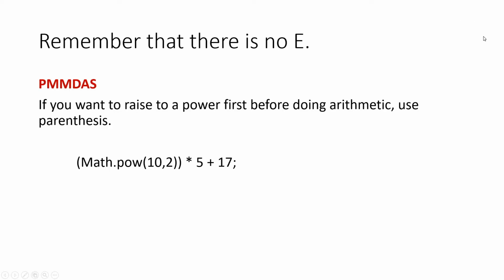So remember, there's no E in PEMDAS. If you want to raise to a power first before doing arithmetic, use the parentheses, as in the example here. So what we're going to do is we'll do 100 times 5, 500, and then add 17. So the answer is 517 and not something else.